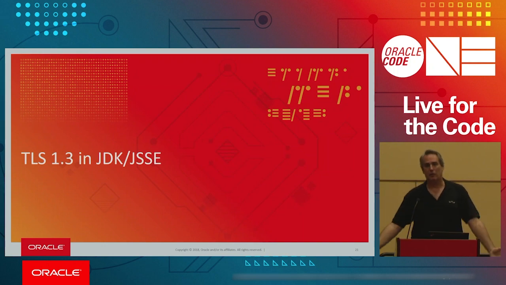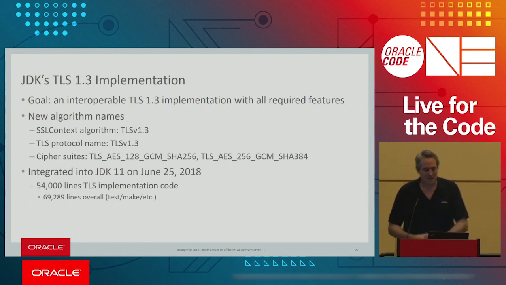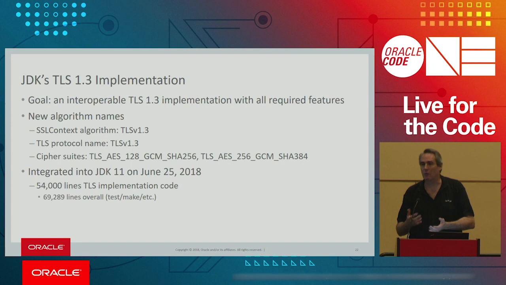So after all that, we're now ready to talk about TLS 1.3 in the JDK. The JDK implementation in JDK 11, we did do a version of 1.3. And the goal, of course, is to have an interoperable TLS 1.3 implementation with all the required features. There's a bunch of things that are optional, but we wanted to make sure we got all the required features done first. So we have a bunch of new algorithm names. For example, for SSLContext, you would now say getInstance of TLSv1.3. There are new protocol names as well. So when you're setting your enabled protocols, you would use TLSv1.3 as well.